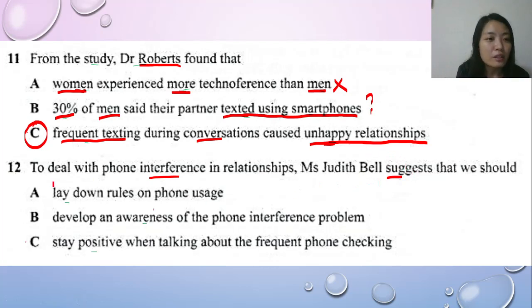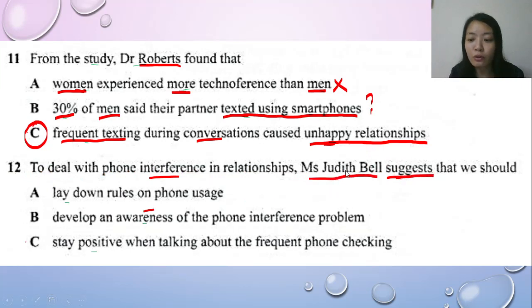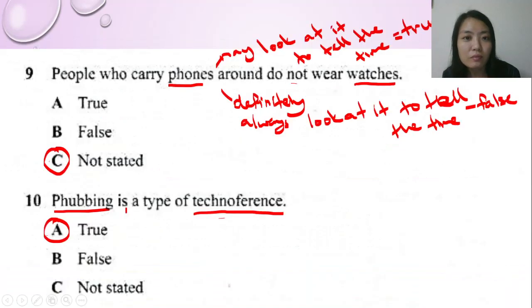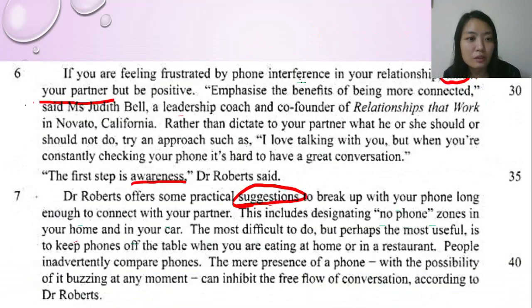Okay, all right, next. To deal with phone interference in relationships, Miss Judith Bell suggests. So now you have this phrase here, Miss Judith Bell suggests. So we look for her name. The first one is what? To lay down rules on phone usage. Let's go back to here. Let's find her name. Okay, this is Miss Judith Bell. What does she suggest? Earlier the question says to lay down the rules. Let's see. To lay down the rules.